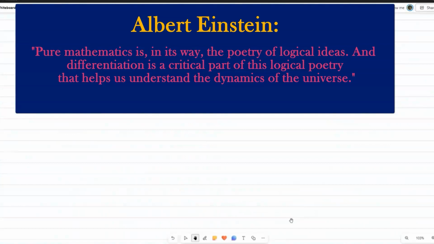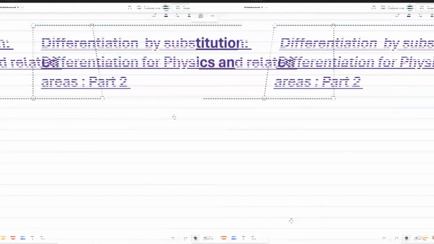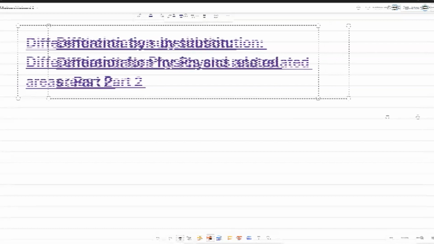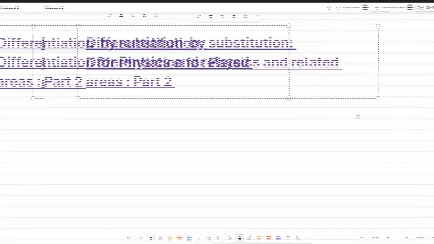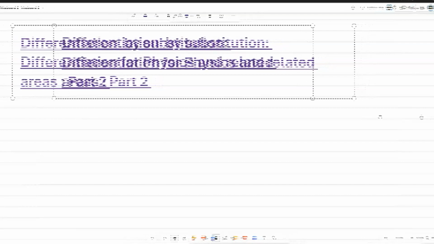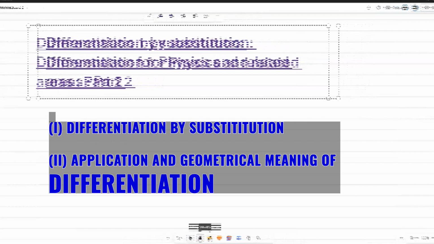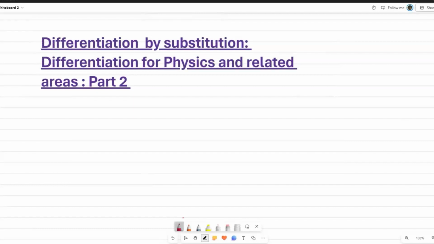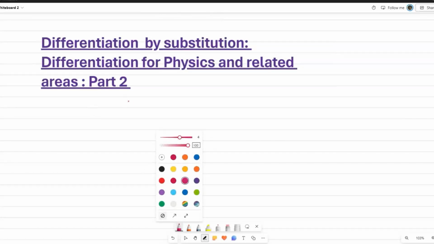What is differentiation by substitution? Why is it required? It is required just to solve difficult problems in physics, in derivatives. Derivative has wide application in many chapters of physics. It is required for that. We learn a rule that is called chain rule of differentiation. So we are going to learn chain rule of differentiation.